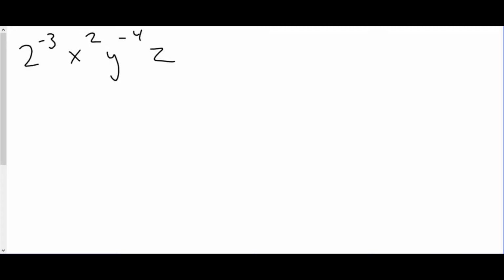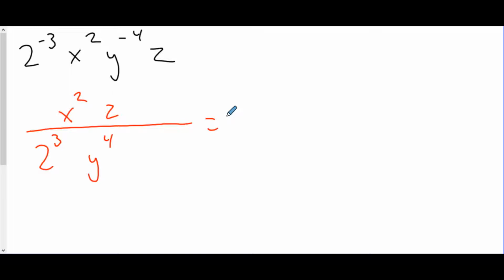So in this first problem, there's no parentheses or fractions, but I do see a bunch of negative exponents. So I'm going to move those first. So I'll make a fraction. First term here, 2 to the negative third, that's a negative exponent. That's going to move down to the denominator. X squared doesn't have a negative exponent. I'll keep it where it is. Y has a negative exponent. Going to move that down to the denominator. Z, no negative exponent. I'll keep it where it is.